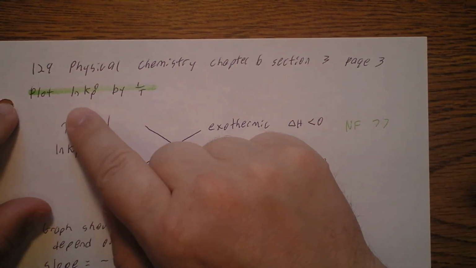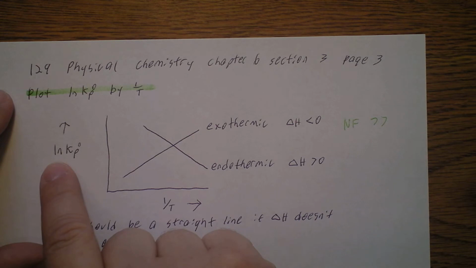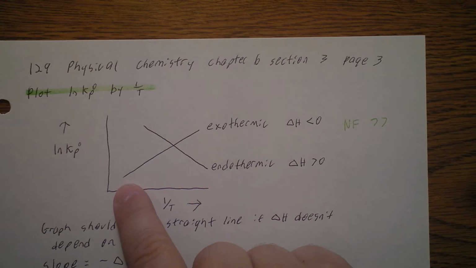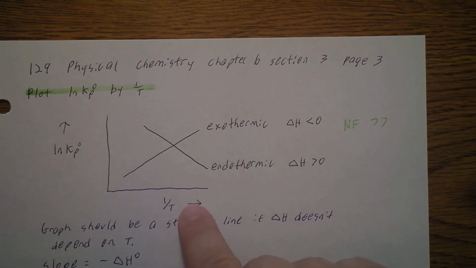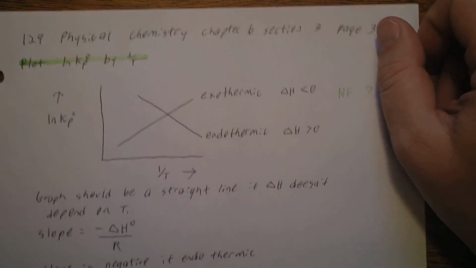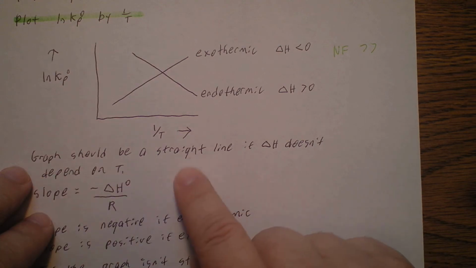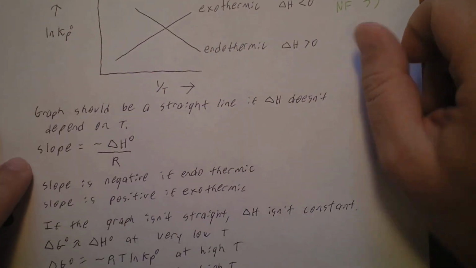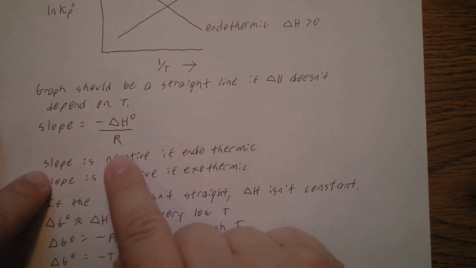So what we can do is plot the natural log of Kp naught against 1 over T. So here's our vertical axis, natural log of Kp naught. Here's 1 over T. If you have an exothermic reaction, delta H is less than 0. If you have an endothermic reaction, delta H is greater than 0. Now, if the change in enthalpy doesn't depend on T, then these curves will be straight lines, because the slope of those is minus delta H naught over R.